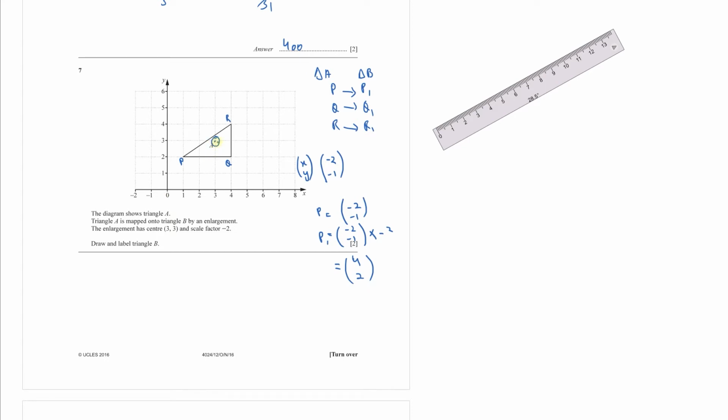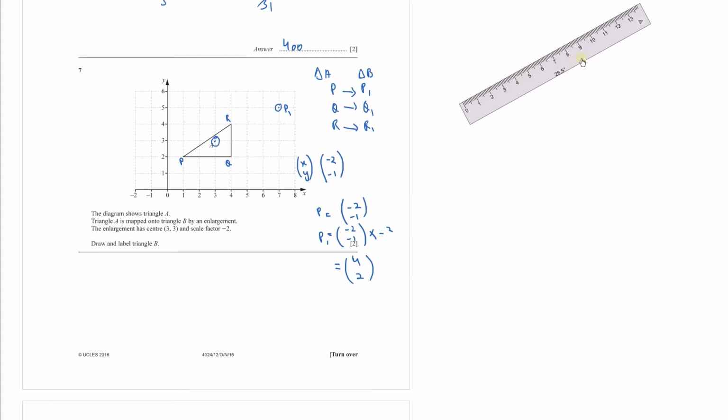You're moving from this center. This is your center of enlargement. So you move 4 points to the right, 1, 2, 3, 4, and then 2 points in the positive y direction, 1, and then 2. So you get P1 here. And we can do a similar calculation for Q and R as well.